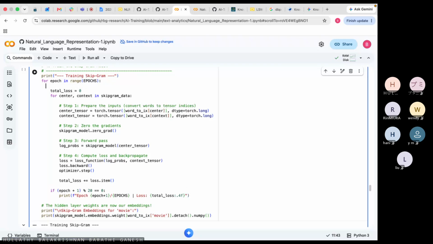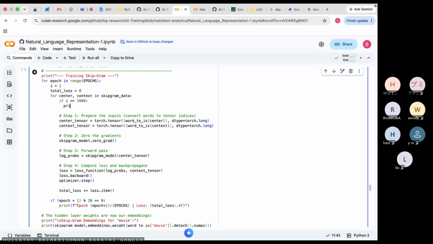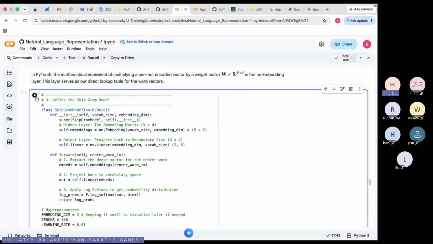Just printing only one statement. Let's try this.